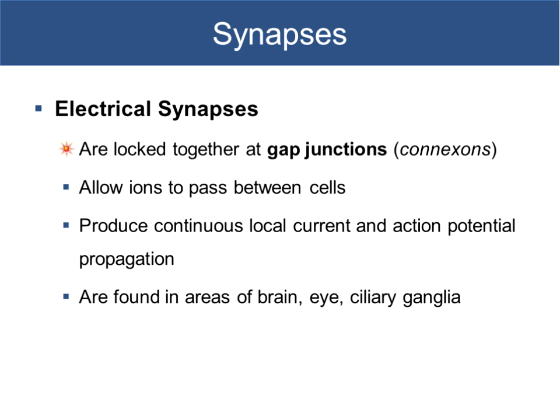allow sodium ions or potassium ions to freely go from one cell to the next. Because a gap junction is really just a tube made out of proteins, it will allow these ions to pass between the cells. So you get this continuous local current and a continuous action potential movement. Places that we'd find these electrical synapses: many parts of the brain.